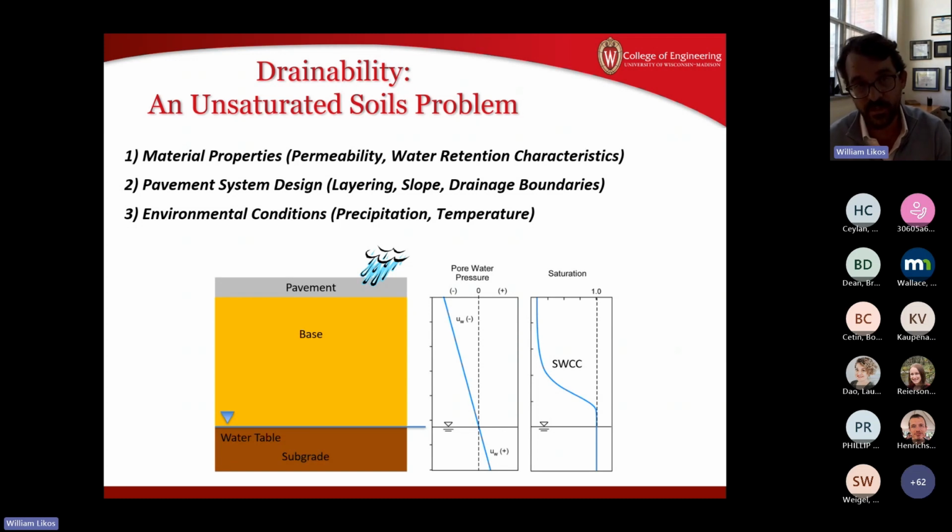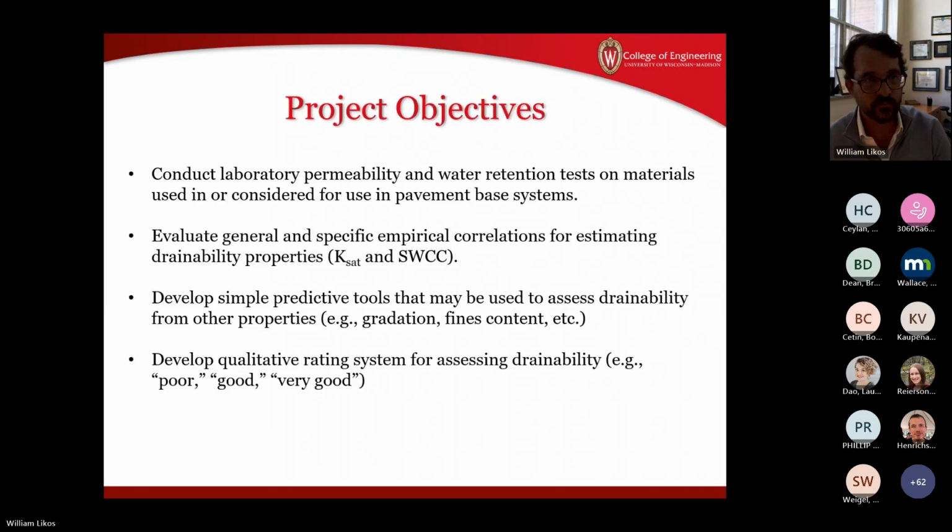And then the one that we don't have much control over, environmental conditions. How much does it rain? What's the relative humidity and temperature that draw water back out of the system? So this project is about the first of those three, the material properties. How can we screen materials to have desirable drainability characteristics during the design phase?